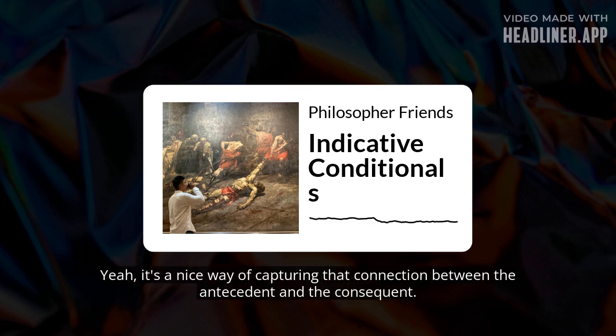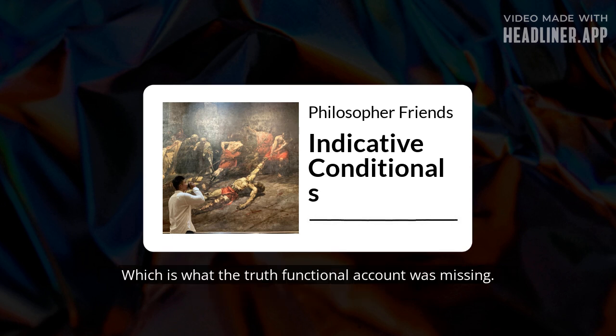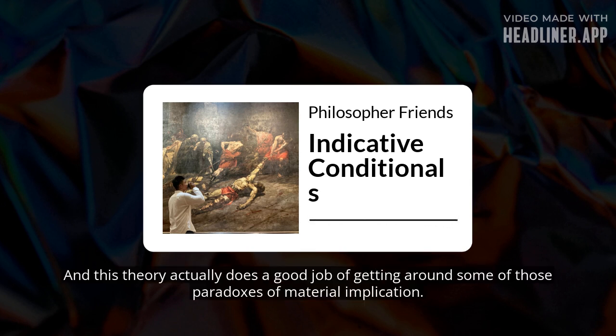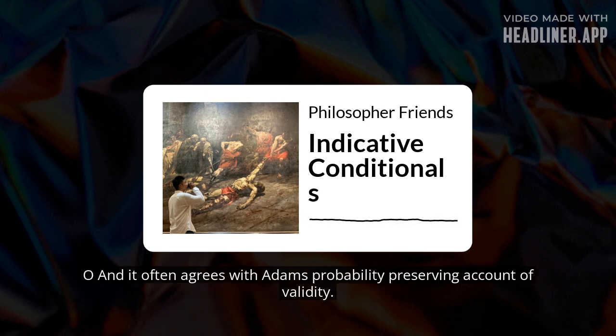Yeah, it's a nice way of capturing that connection between the antecedent and the consequent. Right, which is what the truth functional account was missing. Exactly. And this theory actually does a good job of getting around some of those paradoxes of material implication. And it often agrees with Adams's probability preserving account of validity.